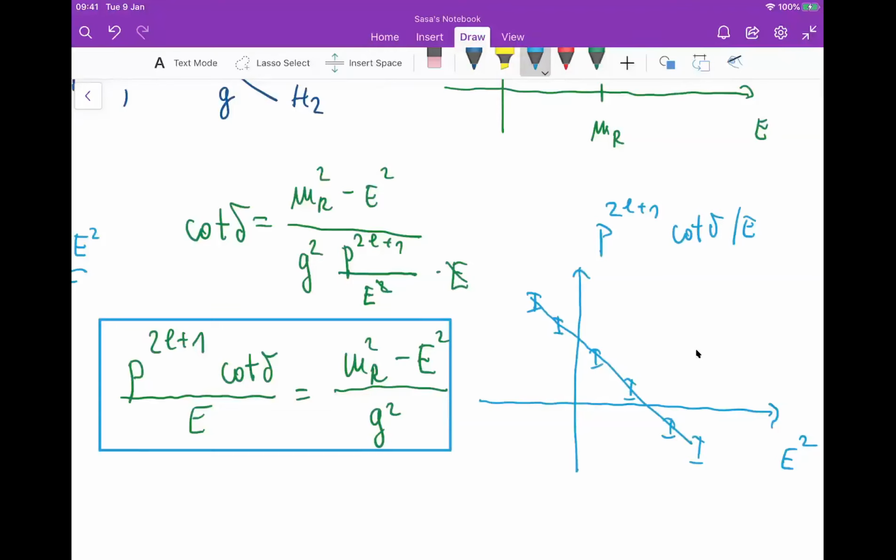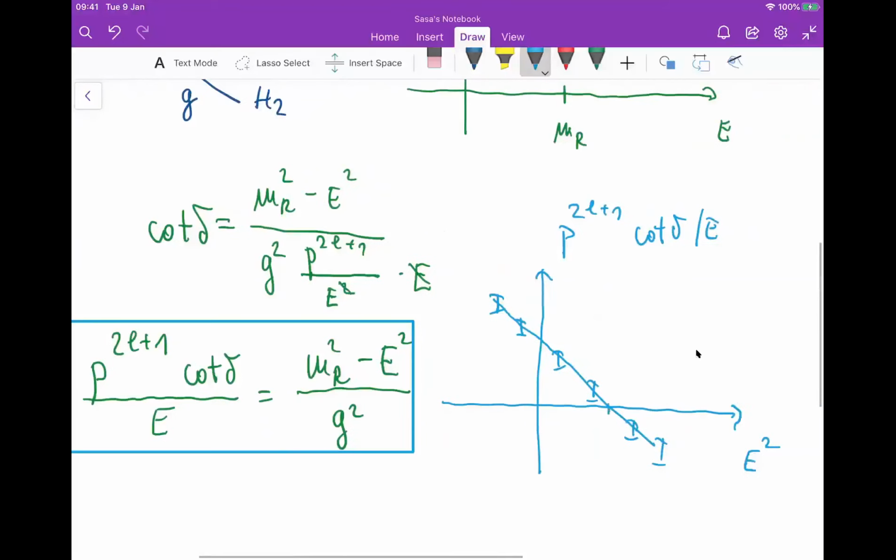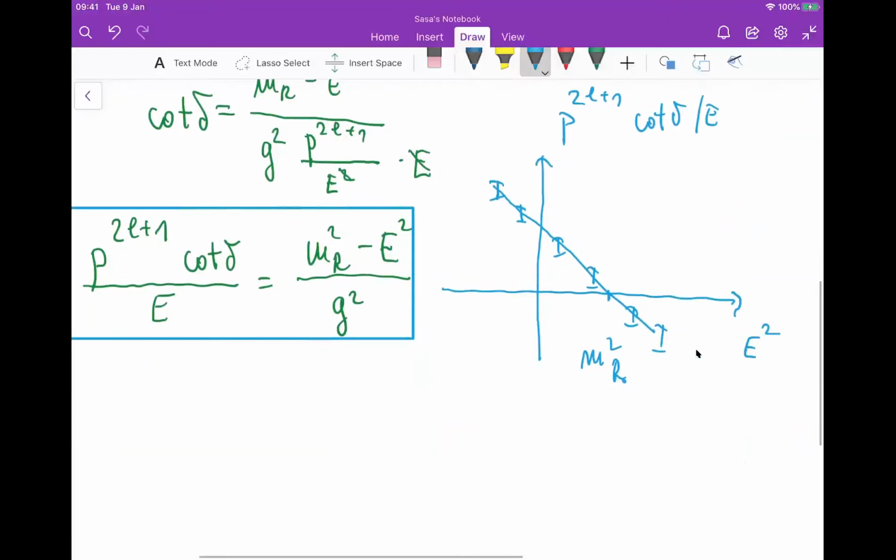But you know that for a resonance, this should be equal to the right-hand side. So it crosses zero at the energy equal to the resonance mass. From the zero crossing, you'll get the mass of the resonance. And from the slope, you'll get the coupling g and the width. So this is the idea of how to extract the resonance from a lattice simulation after you're able to extract this quantity.